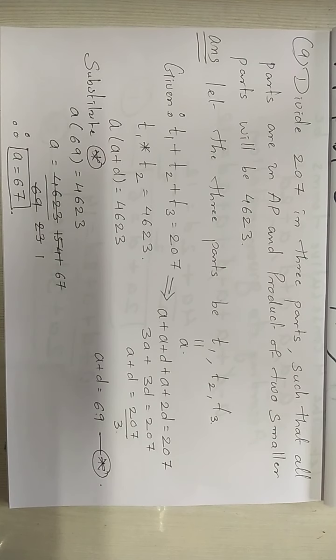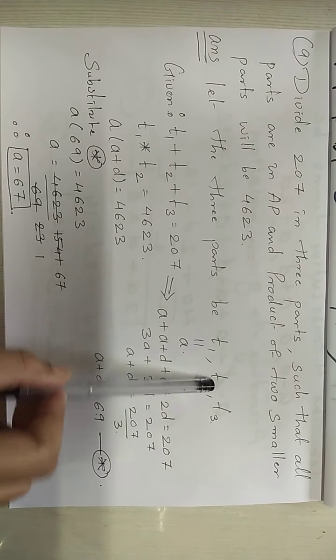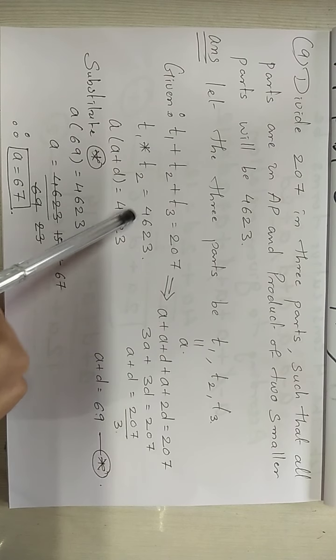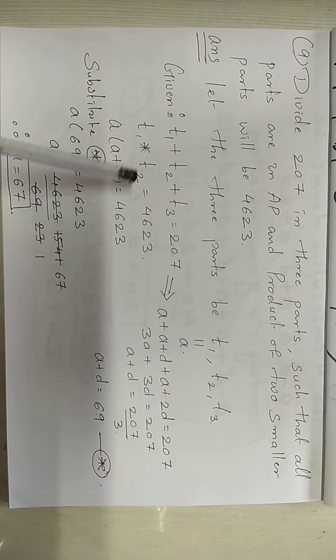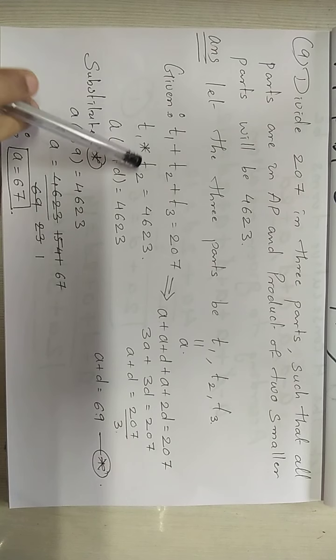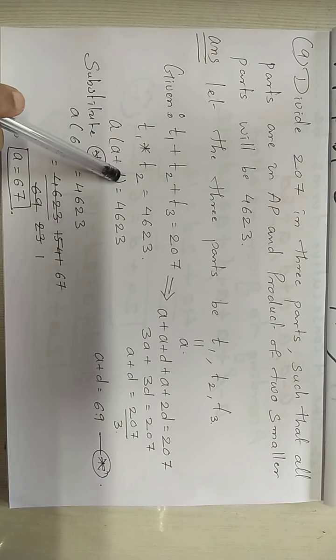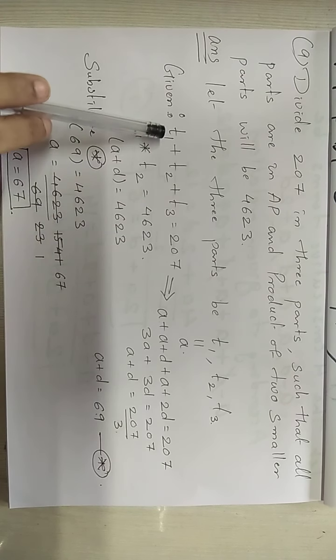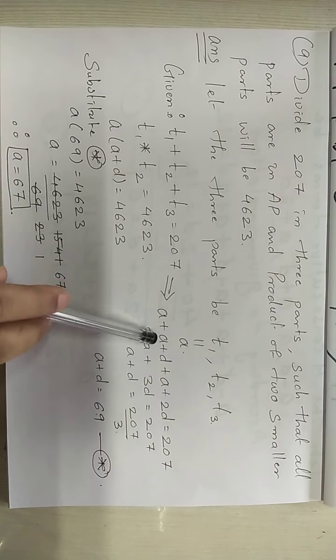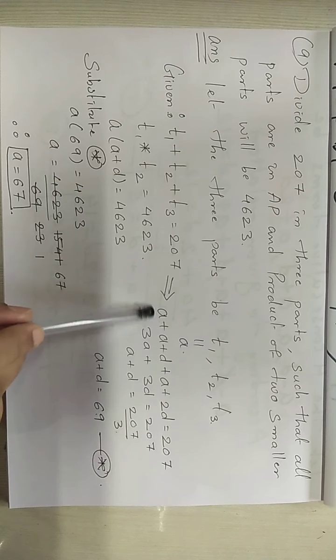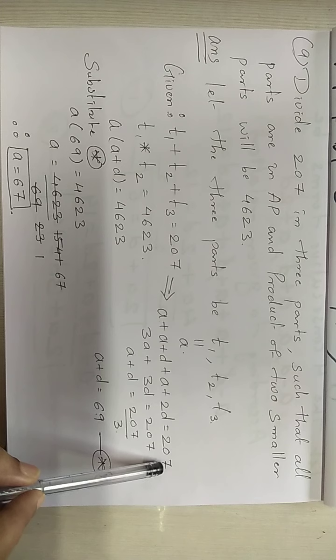Now the second condition says that the 2 smaller ones, when you multiply, you get the answer 4623. So the smaller ones are T1 and T2. So I multiply T1 and T2, we get 4623. T1 is the first term A and T2 is the second term, A plus D. So we have A into A plus D as 4623. Whereas the first condition, T1 plus T2 plus T3 equal to 207, gives us T1 is A, T2 is A plus D, T3 is A plus 2D equal to 207.